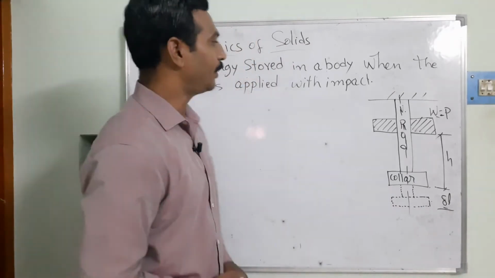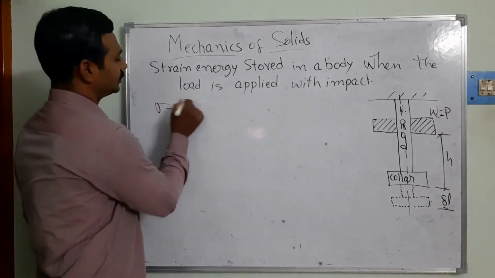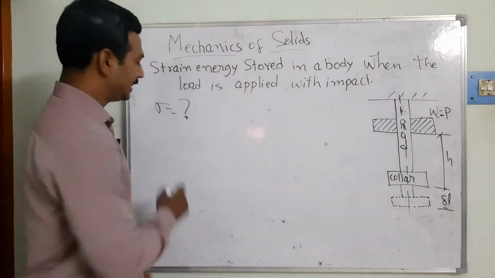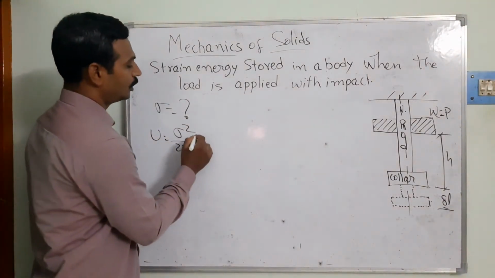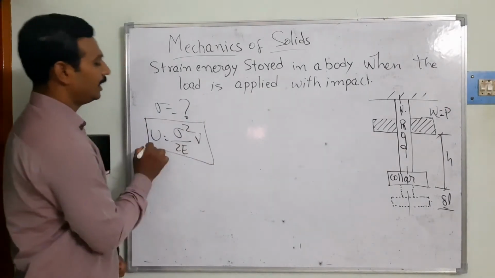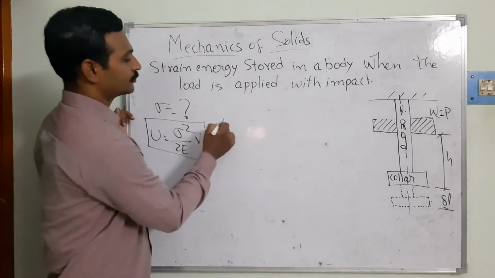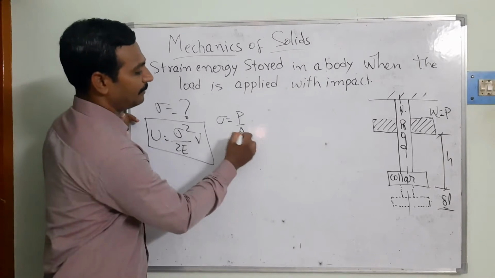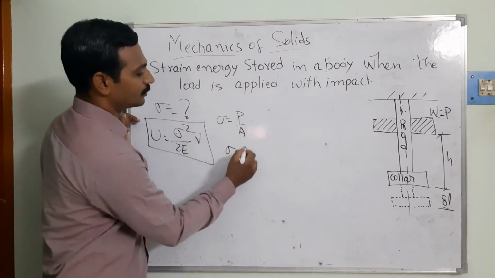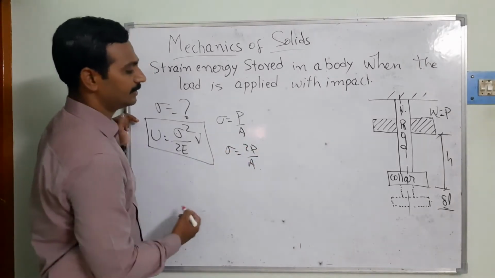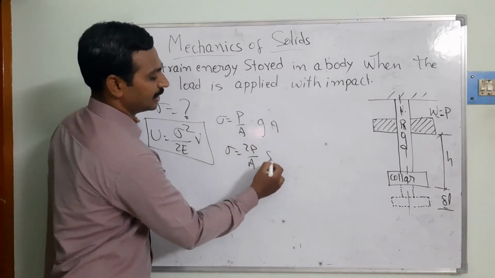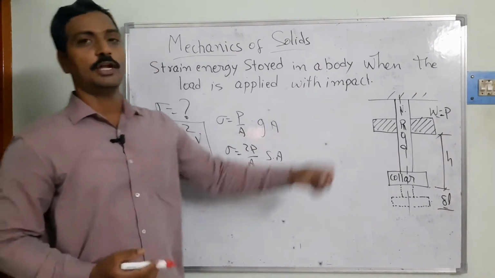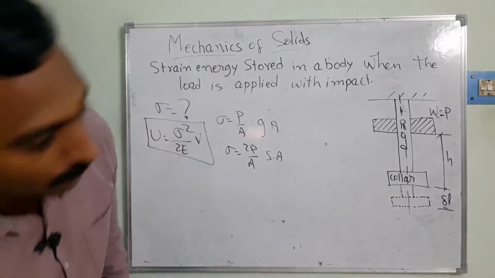Now we need to find out the sigma value, how much it is going to be, because we know the strain energy is equal to sigma square by 2E into the volume of the object. In gradually applied load, the stress we already calculated is P by A. In suddenly applied load, it is 2P by A, as we have calculated. So this is for gradually applied and suddenly applied conditions. Now we need to calculate the impact conditions.